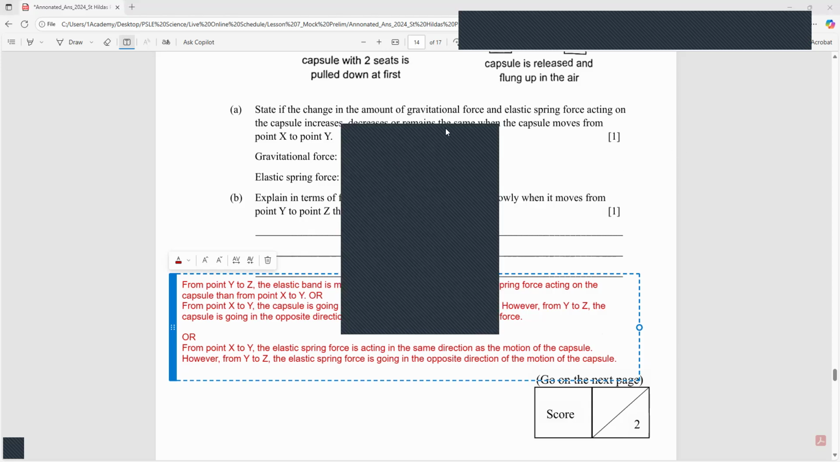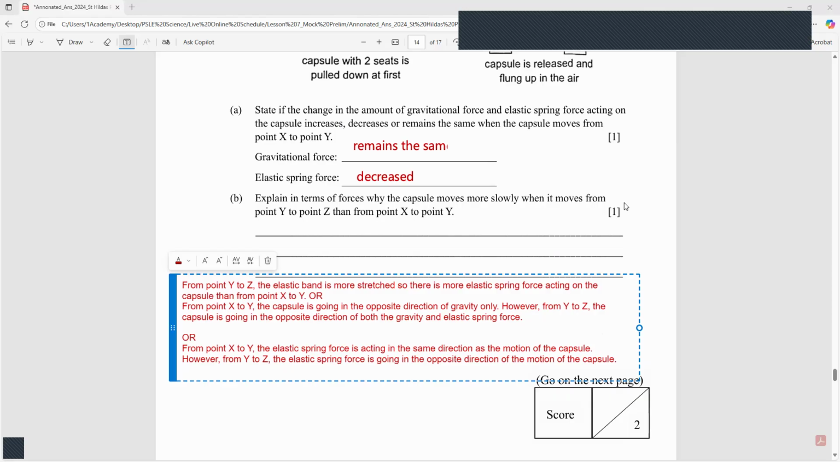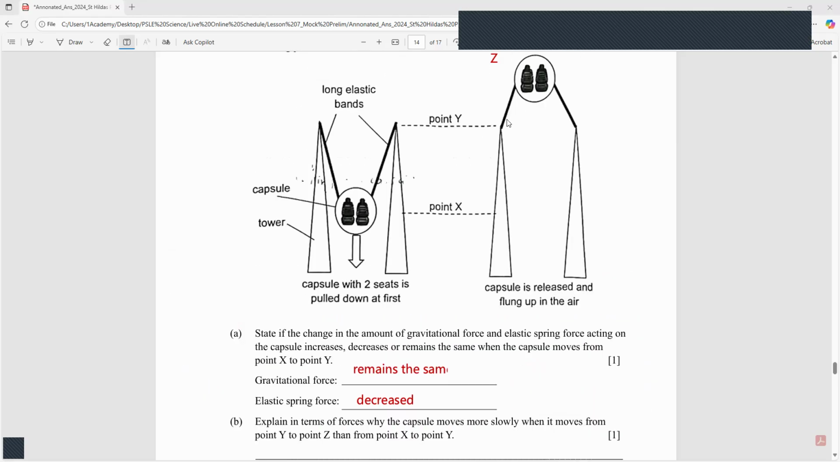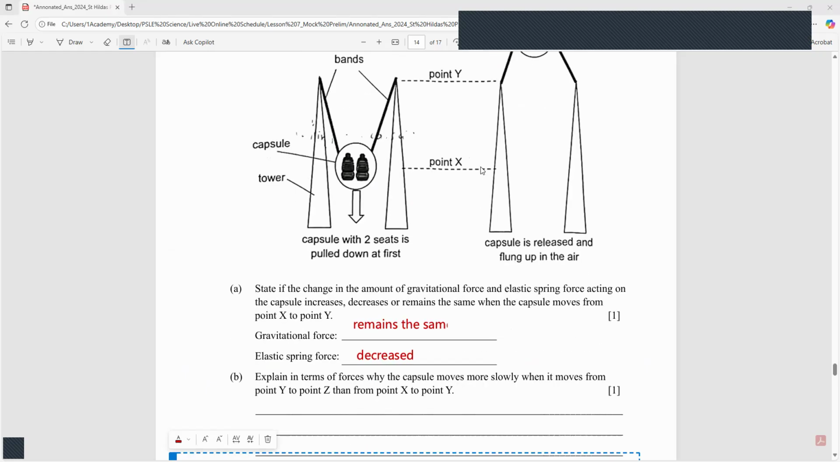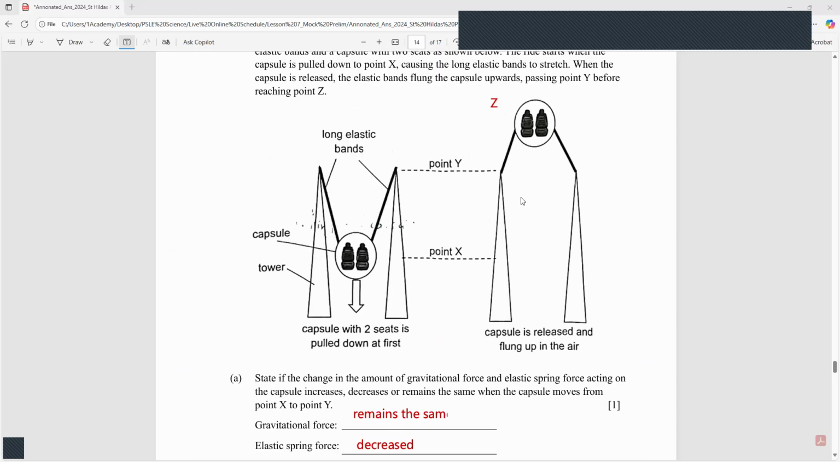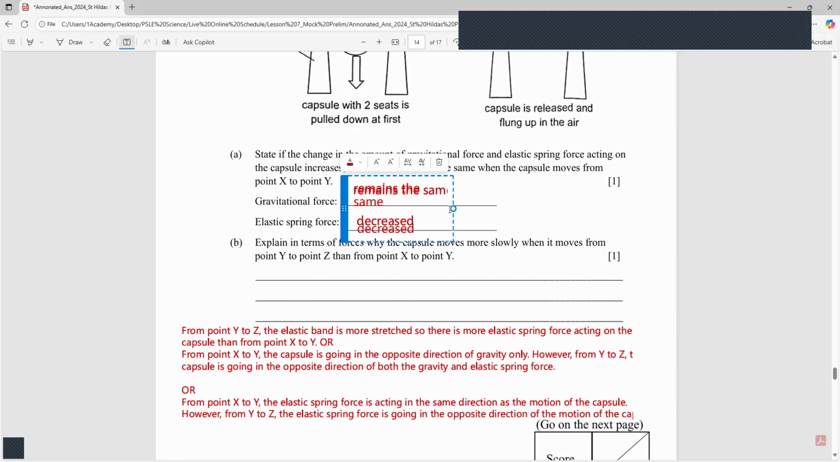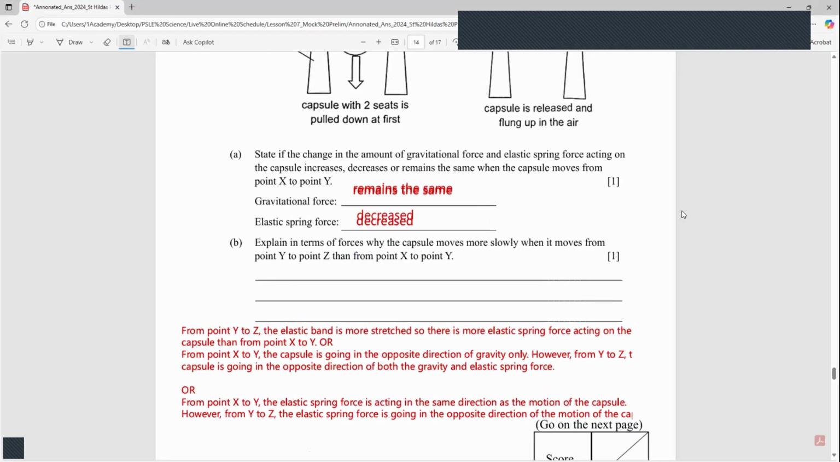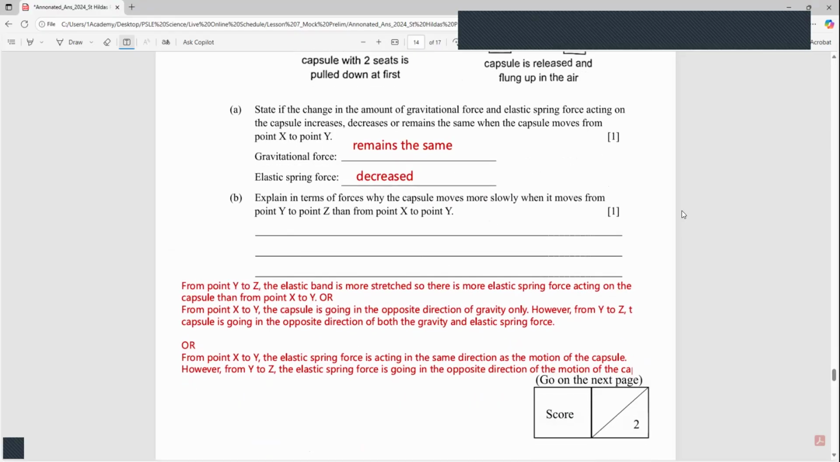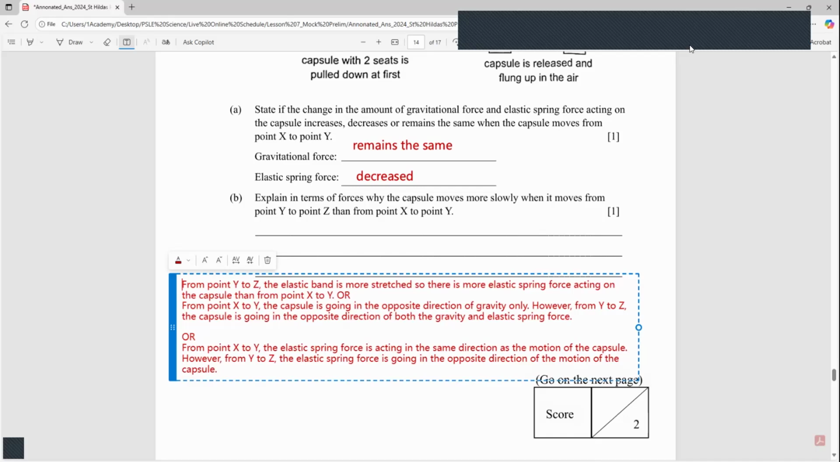They ask you to explain why the capsule moves more slowly from Y to Z. Because from Y to Z, the spring is pulling it down and it's going against gravity. Then from X to Y, it is being stretched, so they throw the capsule out. X to Y. So this part you all take note. I will pause the recording.